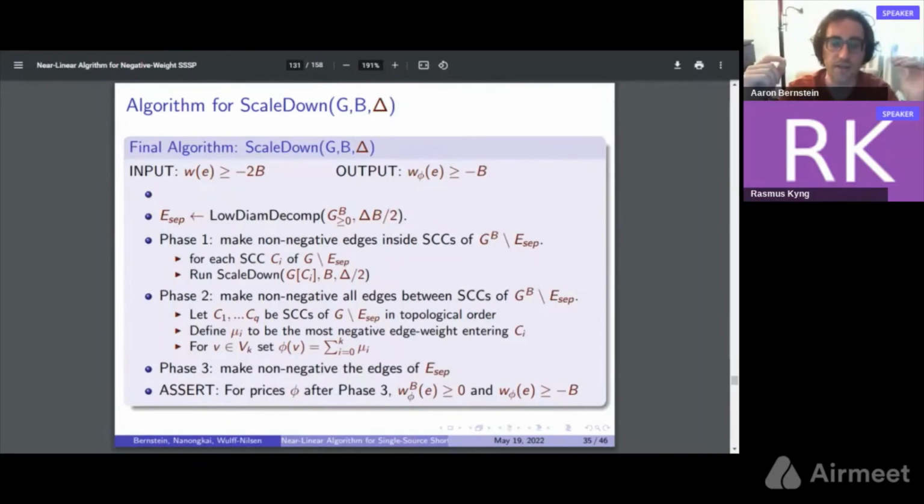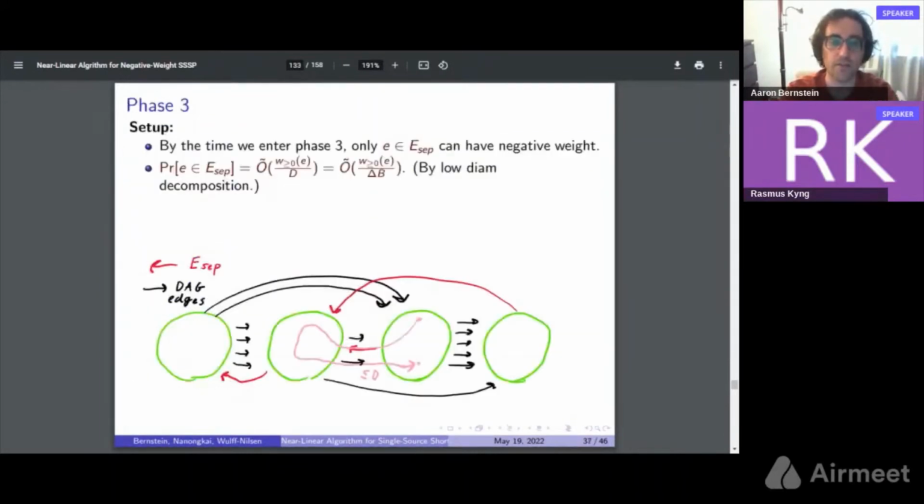So now our final step is phase 3, which is that we now have to make non-negative these backwards edges in ESAP. So let's talk about phase 3. By the time we enter phase 3, we have computed a price function such that all of the edges inside the green components and all of the black DAG edges are now non-negative. Everything is non-negative except for the red separator edges. So we really have very few negative edges left. And moreover, we know there are few of them because we know that every edge is one of these red edges with a known probability, or at least an upper bound: at most the weight of that edge divided by delta B.